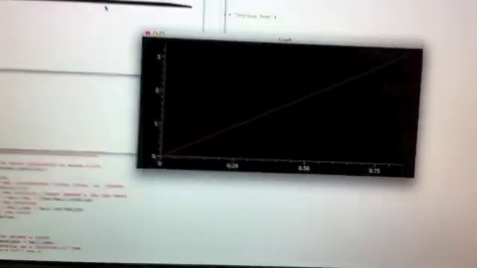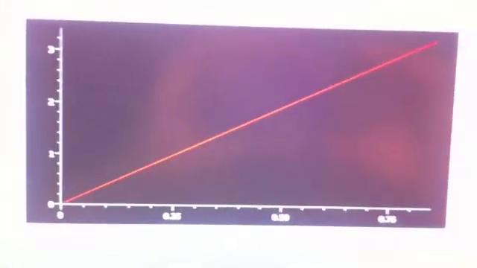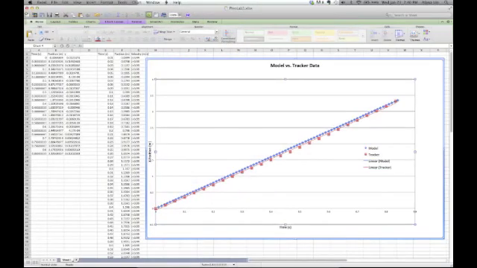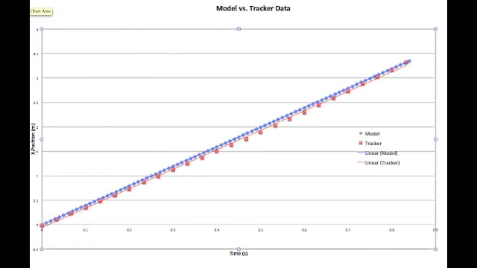Much like the longboard, the graph shows the ball's x position over time. It starts at the origin and steadily moves in the positive direction. I exported the data from VPython and Tracker into Excel and made a combination time versus position plot that shows the model in blue and the actual in red. The model fits the actual motion pretty well.